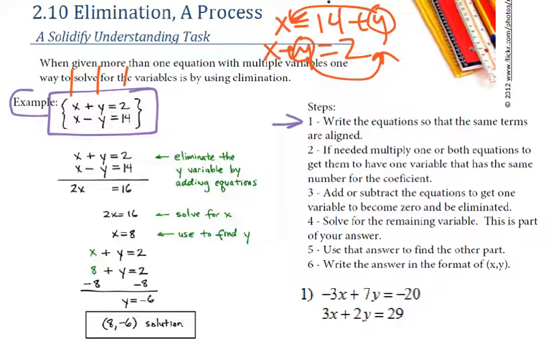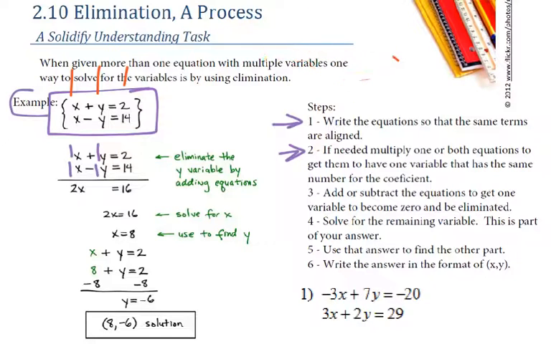The second step is checking to see if you have coefficients of one variable that have the same number. In this case you've got positive 1 and positive 1, or positive 1 and negative 1. You've got to make sure you have at least one of those variables set up that way.